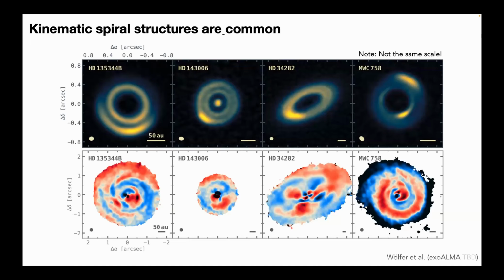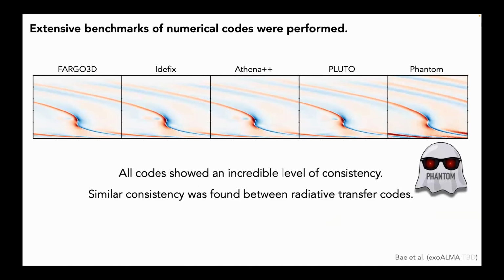We will, of course, try to go further than that. The plan is to do detailed modeling of all the sources in the long term. And one step toward that is that we have compared all the hydro codes, including Phantom here at Monash, and they all give us very good agreement. So we're very confident in the numerical codes that we have been using.